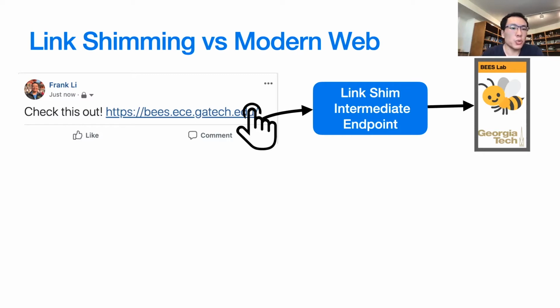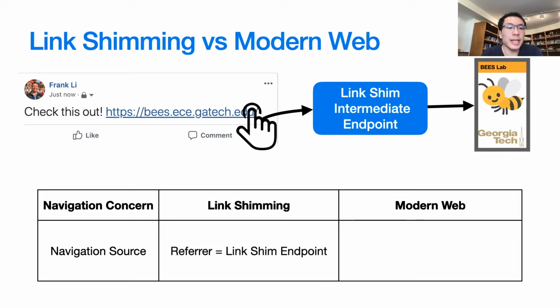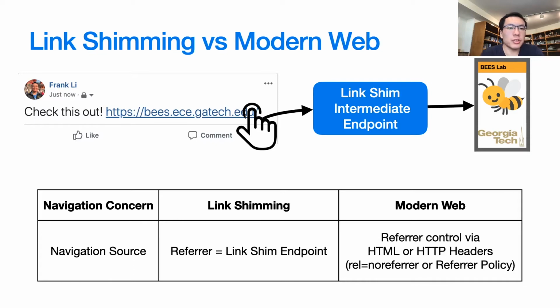So let's start by looking at what some of these modern web alternatives might be. I'm going to look at only 2 out of the 3 navigation concerns and leave the third one for the paper. So when it comes to the navigation source, this is protecting the privacy of the HTTP referrer. With link shimming, the endpoint is interposing on the navigation, so it ends up being set as the HTTP referrer, and as a result, the destination doesn't actually learn the specific web page that the user clicked the link on. Now, in the modern web ecosystem, modern browsers offer websites a couple different mechanisms actually for controlling the HTTP referrer, which can be used to achieve the privacy desired.